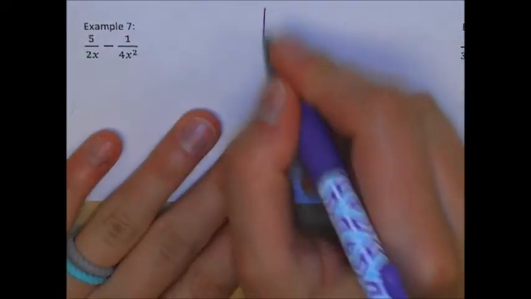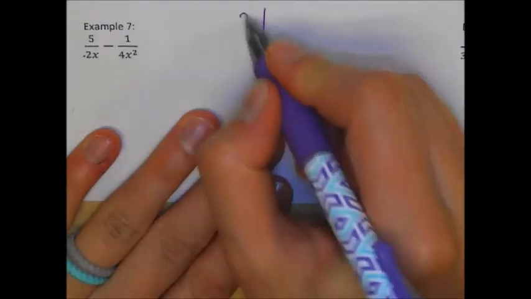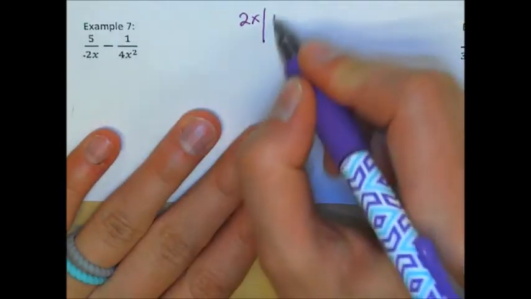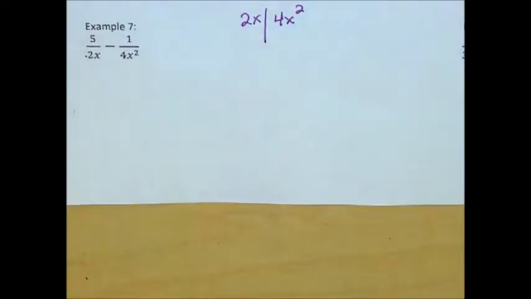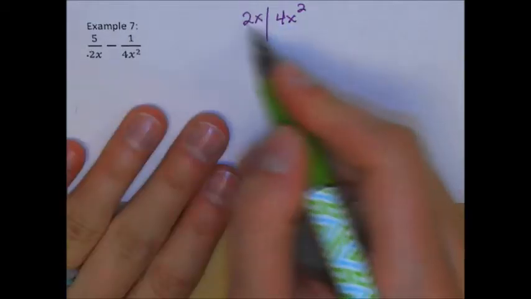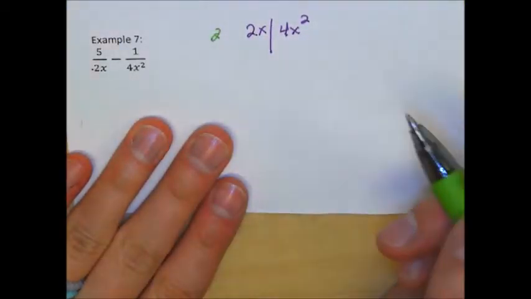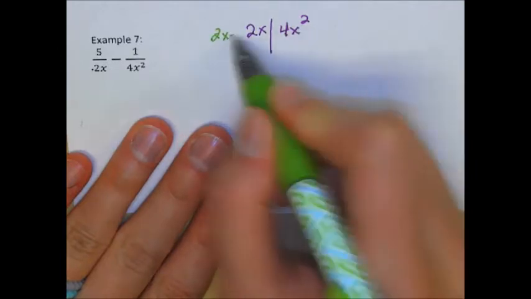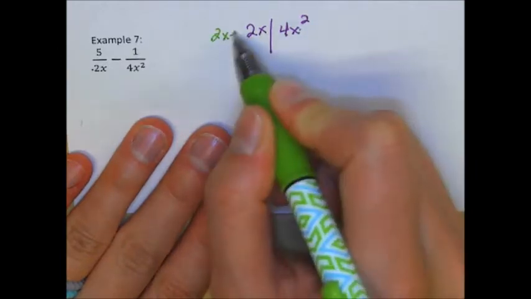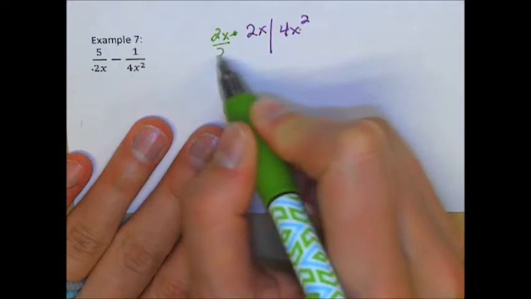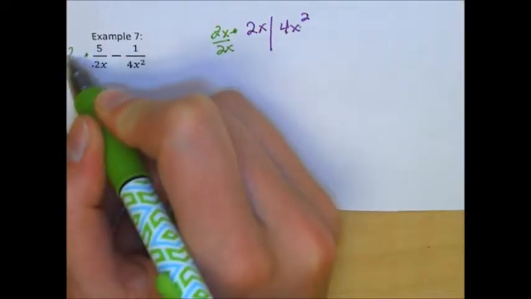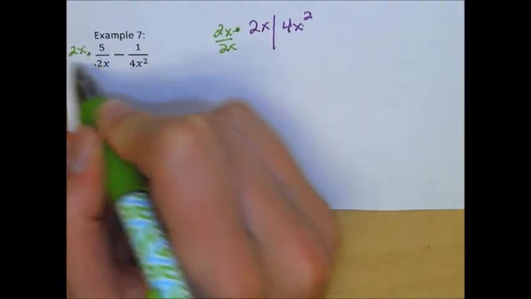All right, what are our denominators? I have 2x and 4x squared. To make those the same, I need to multiply that one by 2. 2 times 2 is 4. And I need to multiply by another x. x times x is x squared. So that's what I need to multiply by. So I'm going to multiply my fraction by 2x over 2x.